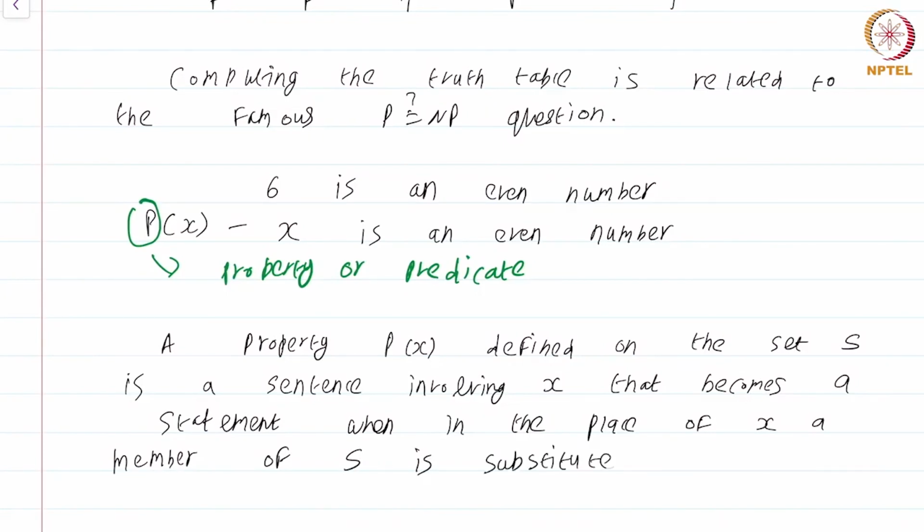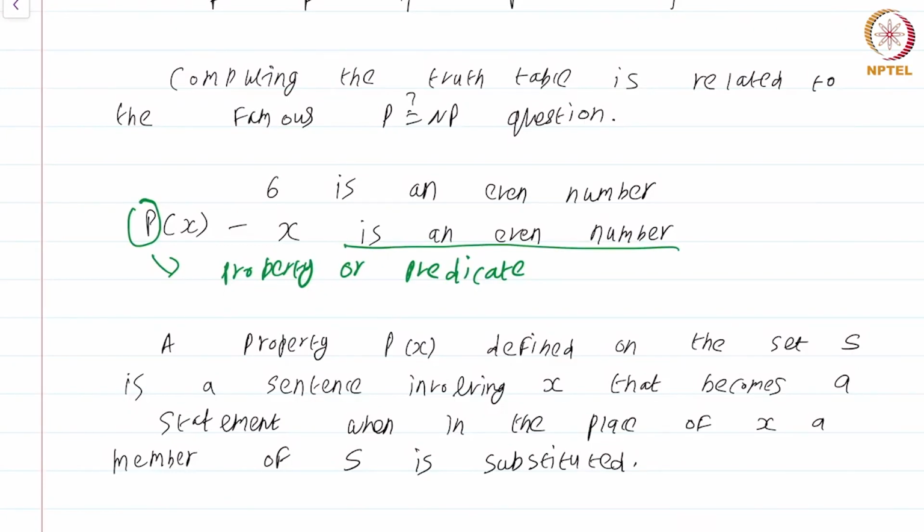So a predicate is a sentence that by itself is not a statement. There is a placeholder x. In the place of x, you can substitute members of a set S. Once you do that, you get a statement. So being even is not really a sentence that is a statement. It is a property. Being an even number is a property. This property is enjoyed by some subset of natural numbers.